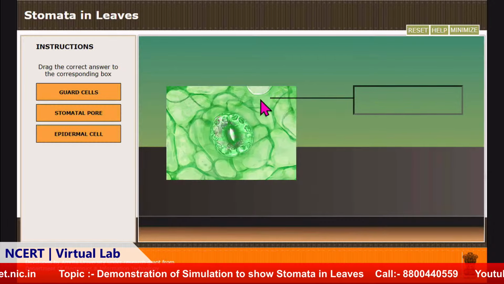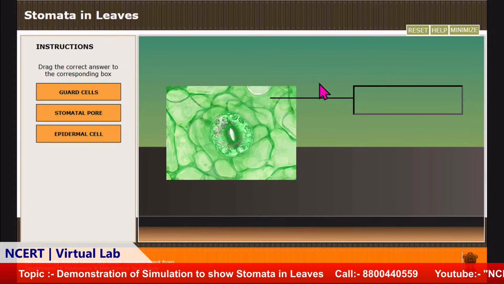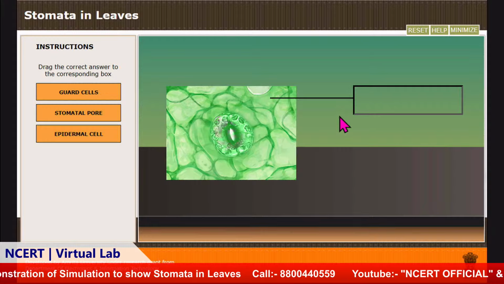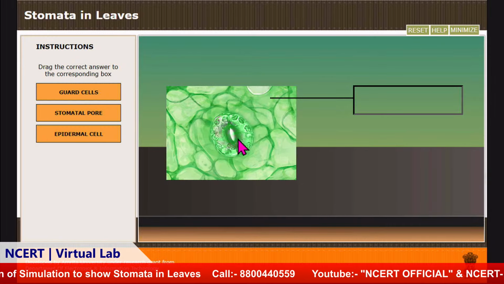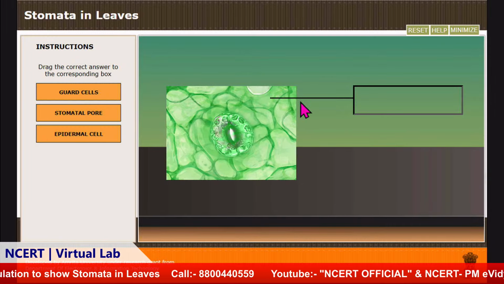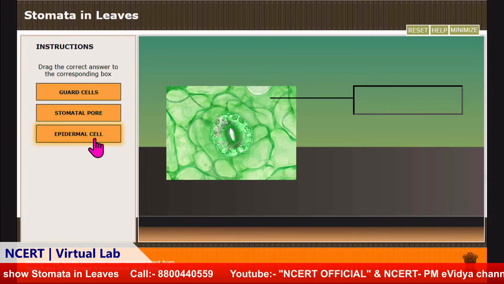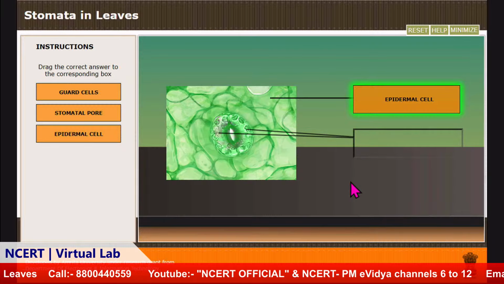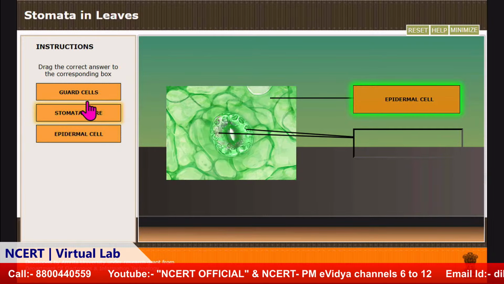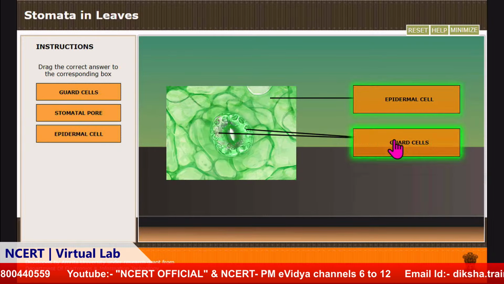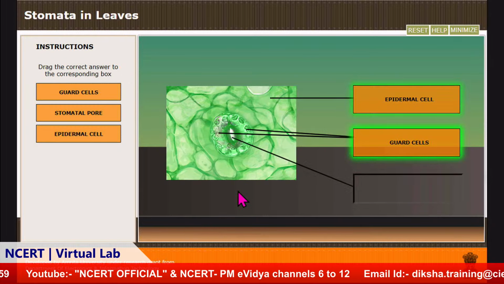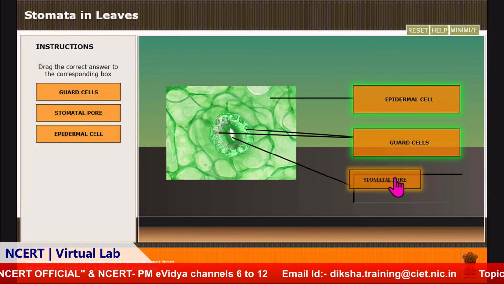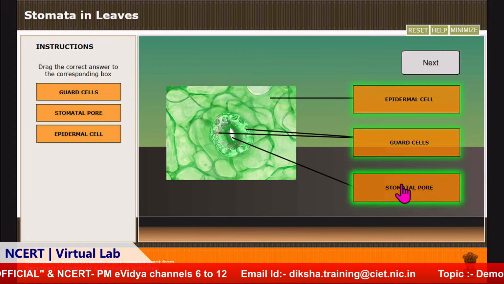Click on any part, and quickly a screen will appear. It's a kind of evaluation of what the user has understood up to this point. So it's asking me what this particular part is. Basically, this is the epidermal cell. Okay. Now what is this? These are the guard cells. And now the third part, this is the stomatal pore.